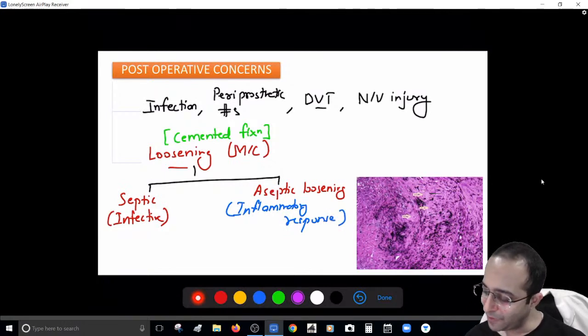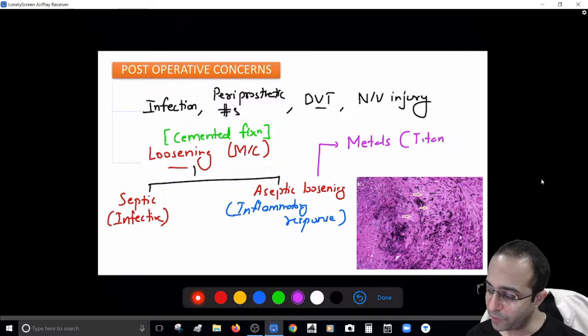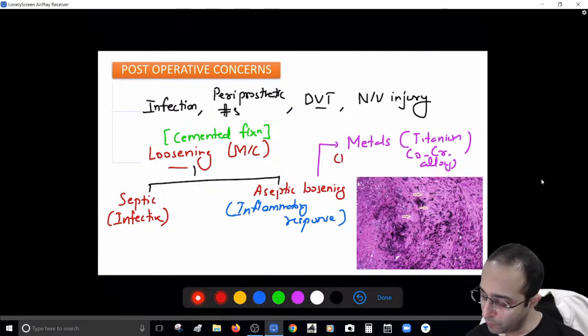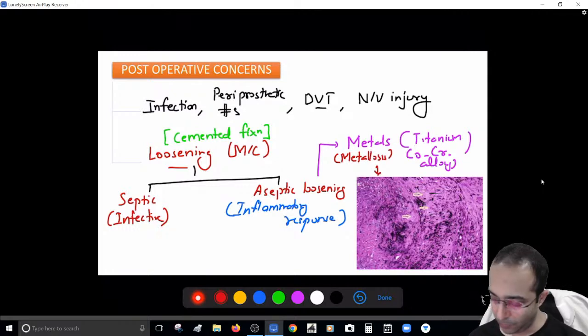And this inflammatory response can occur as an allergy to the metals that we use, which generally tends to be titanium or the cobalt chromium alloy. When this is the scenario, we call the process metallosis, like you see in this picture. I hope you can pick up that blackish pigmentation. So this is one cause of aseptic loosening.